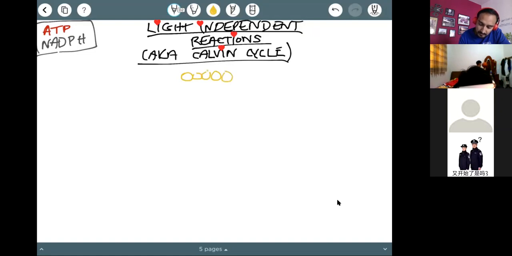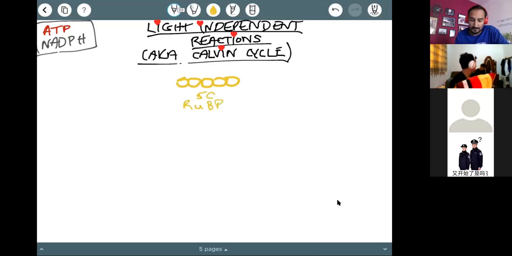5-carbon molecule. That is called RuBP, ribulose bisphosphate. RuBP.